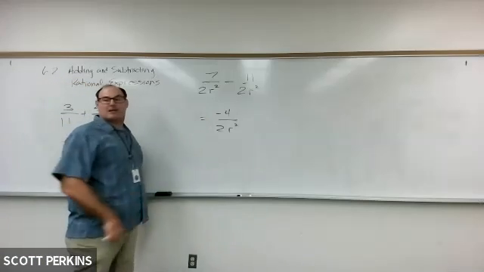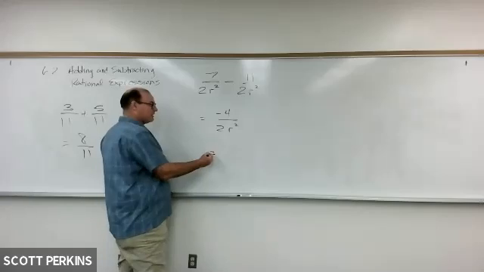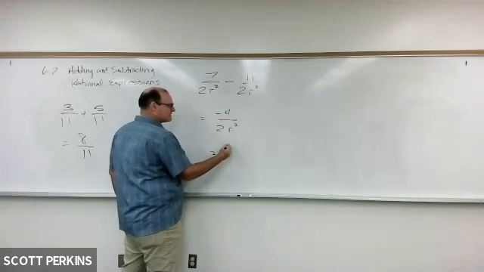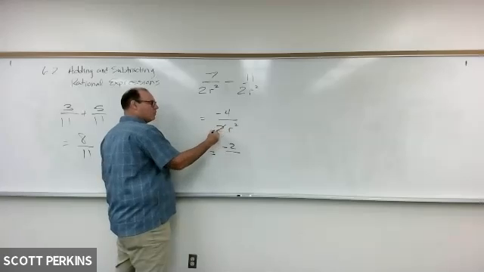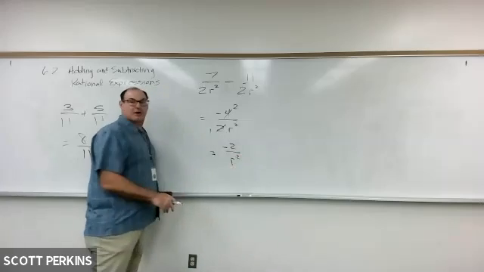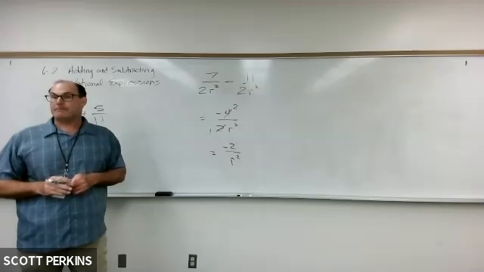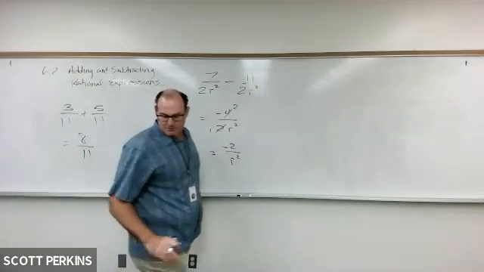What's the factor that I can reduce here? Yeah, 2. They both have a 2 in common. 2 goes into 4 twice. 2 goes into 2 once. And that leaves me 1r squared, or just r squared in the denominator. Good. Question? All right, here's the next one.